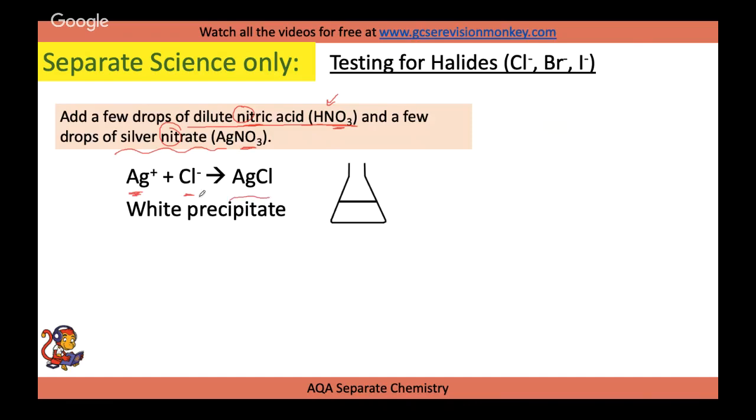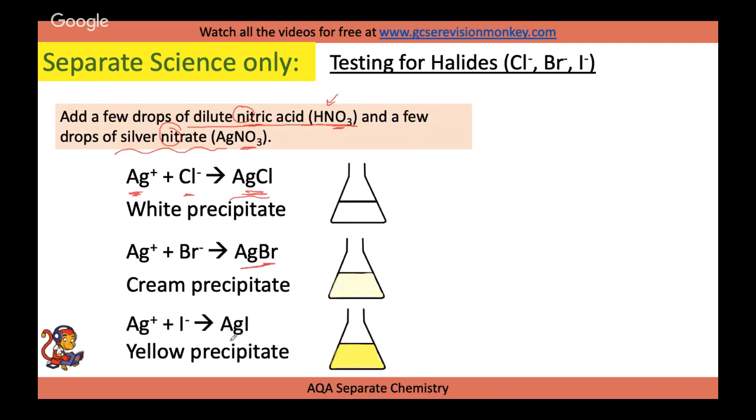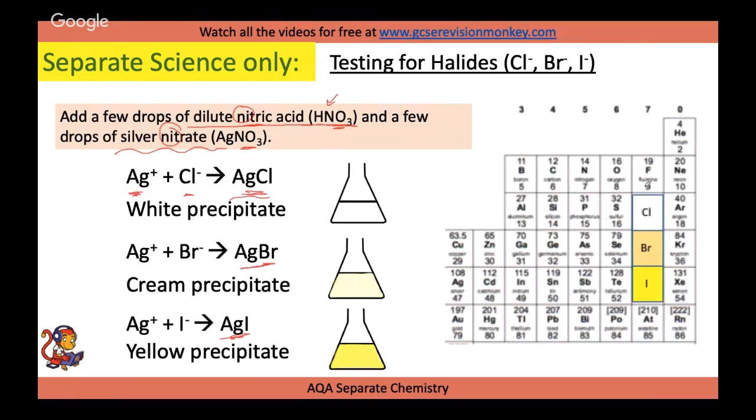So, for example, if chloride ions were present, you would make silver chloride, that is white. If bromide ions were present, you'd make silver bromide, which is cream. And if iodide ions were present, you'd make silver iodide, which is yellow. To help you remember that, it goes darker as you go down the periodic table. So a nice visual there to help you. You start off with white and then cream and then yellow. It goes darker as you go down the table.